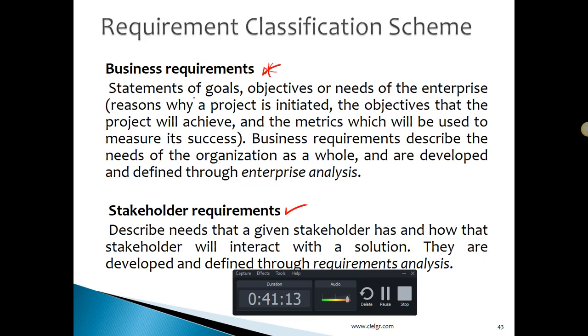The business requirement is a statement of goals, objectives, or needs of the enterprise, which is why a project is initiated. It covers the objectives that the project will achieve and the metrics which will be used to measure its success. Business requirements describe the needs of the organization as a whole and are developed and defined through enterprise analysis.